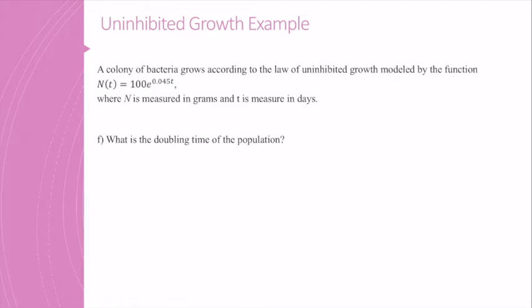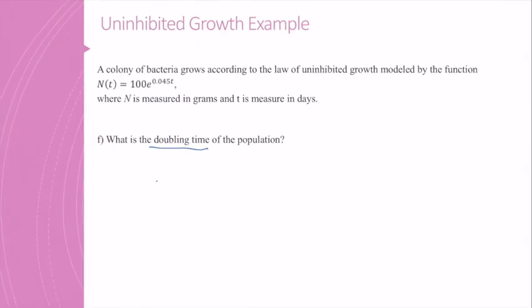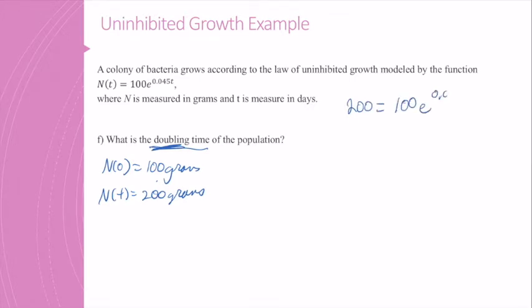This is the same example, but now it's saying, what is the doubling time of my population? So if I start out at n of 0 with a population of 100 grams, what I want to know is how long does it take for me to get 200 grams? How long does it take for my population to double? So now I have 200 equals 100 e to the 0.045t.